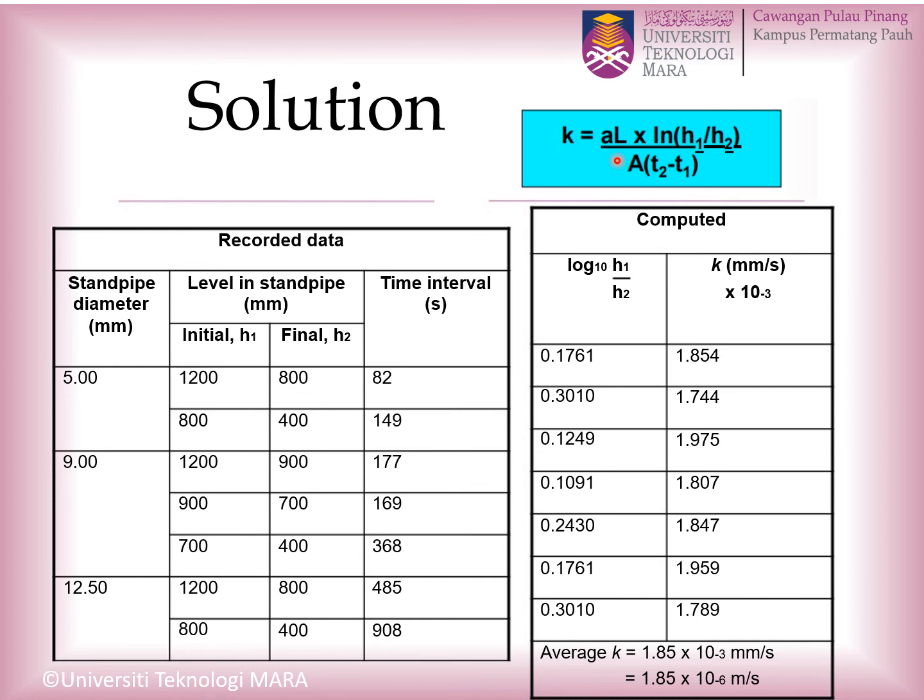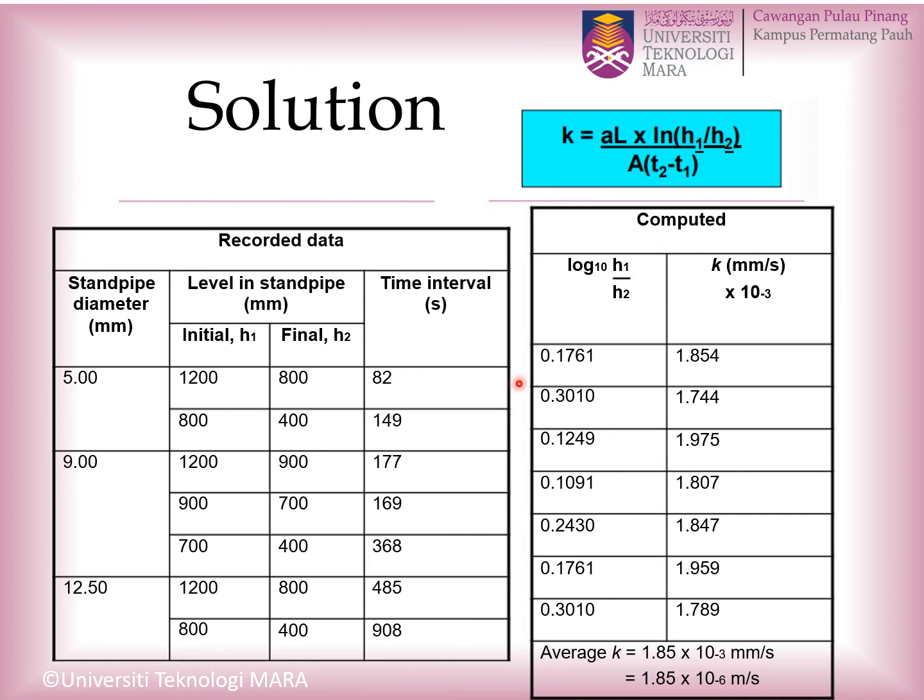So you will get the small a, and then the big A or large A, which you determine by using the cross-sectional area of the sample. L is 150, as just now. So pi times 150 squared over 4. It depends on you whether you want to use mm or meters. For this one we use mm. So you will get the value of A. T is the time interval, for example here 82.